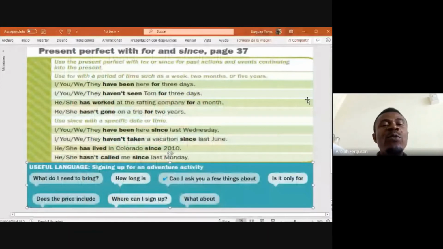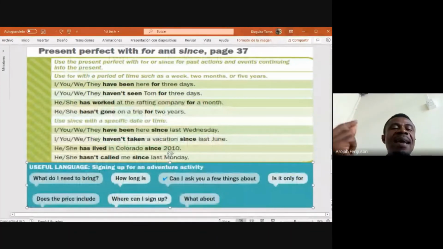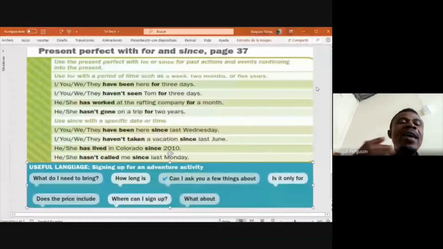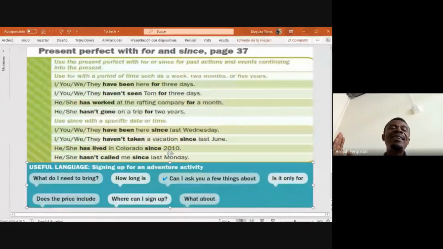Now, before you go for camping, maybe you have to register. So if you are registered, you can say, where can I sign up? If you want to know how long the camp will last, you can say, how long is it? Or where you are going, you can say, how long is the journey from maybe Quito, from Sacha.